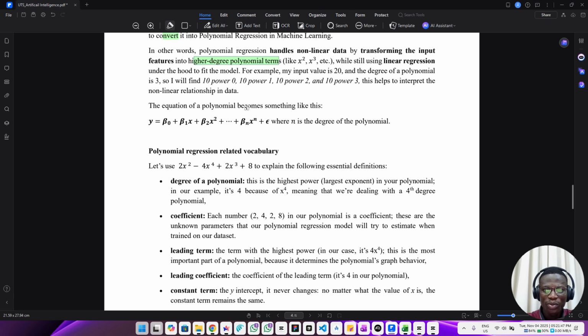The equation of polynomial regression is something like this. Y is equal to beta 0 plus beta 1 x raised to the power 1 plus beta 2 x raised to the power 2 plus, and so on, continuing to the nth term, which is the highest exponent in that particular problem of data, where n is the degree of the polynomial.